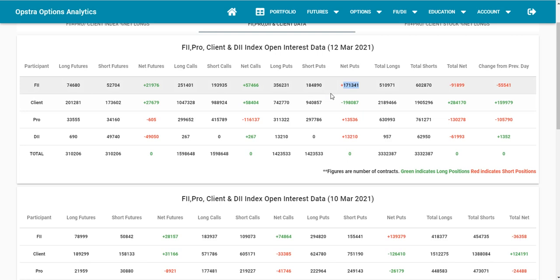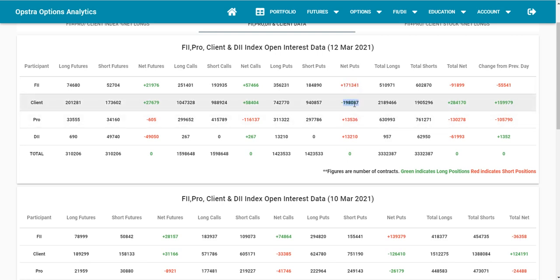So net put is a lot higher than net calls, which refers to obviously more short positions. On the pro side, if you notice, this net put is minus. On the client side, client participants, if you see, minus 198087. So clients are majorly holding put shorts. Put short refers to bullish positions.